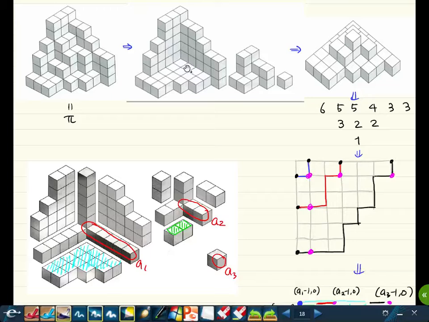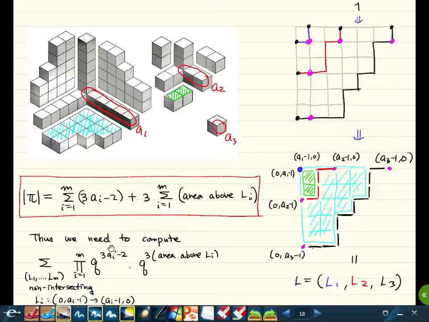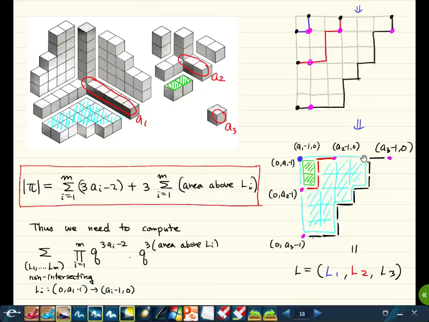So this is A1 because this is 6. I think this should be A3, right? Because we are saying that A1, A2, A3, but yeah, it doesn't really matter. Let's say, you know what I mean. This is A3. What is this? This part is exactly this area over here. And this is A1. A1 is given.